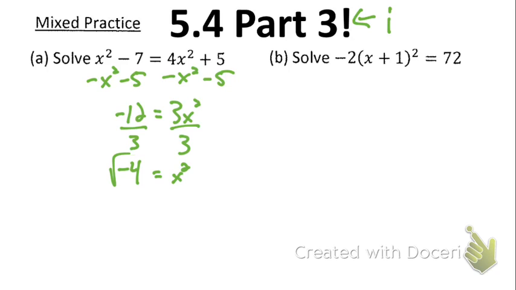Now I'm going to square root both sides. I'm going to make a mistake. I'm going to get too caught up. I'm going to say x is equal to, well, negative 4 is the same thing as negative 1 times 4, and I can take the square root of both of those. The square root of 4 is 2. The square root of negative 1 is i. So that's my answer, right?